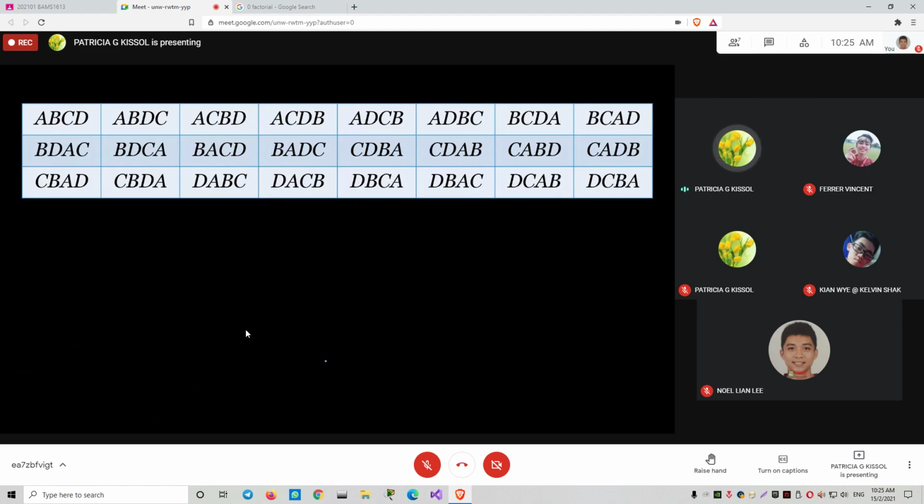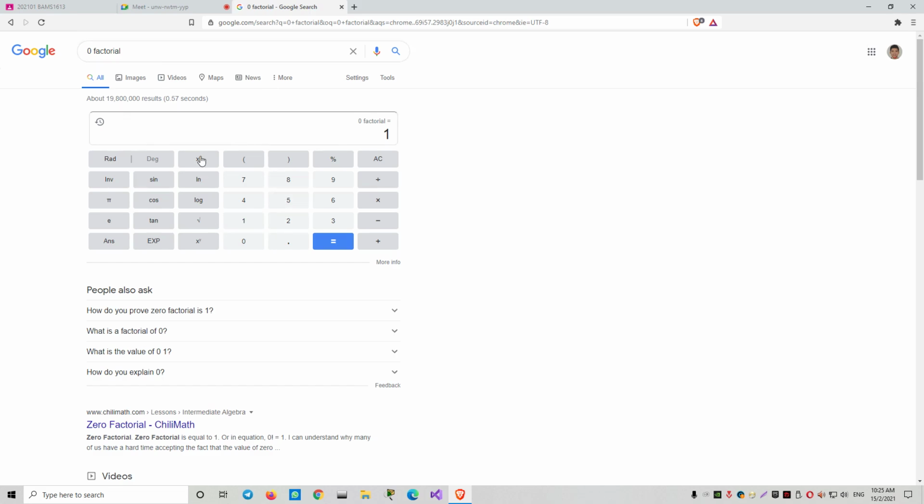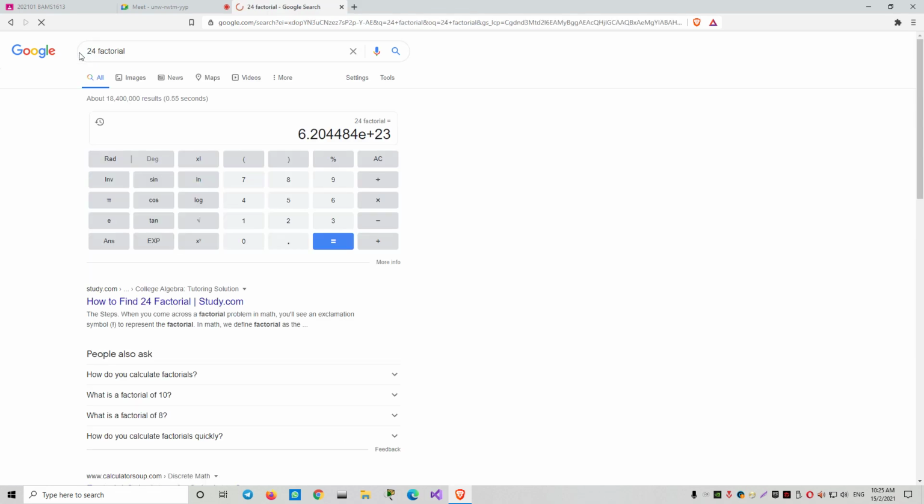So imagine if we use all 26 alphabets from A to Z. Can you imagine how big it is? It will be 26 factorial. Whoa, it will be 4.0329 to the power of 26. So imagine that it's a very big arrangement.